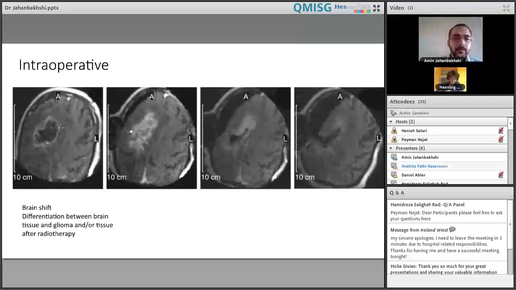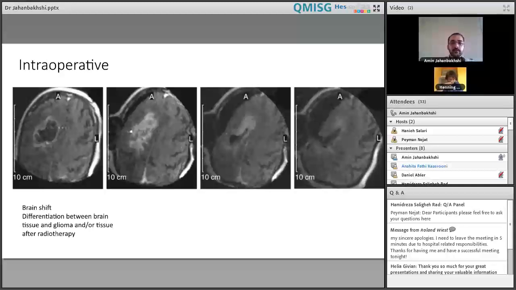So we want imaging modalities, and we want artificial intelligence solutions for these problems, to solve the problem of brain shift and the problems we have intraoperatively. And there is another issue during the operation.